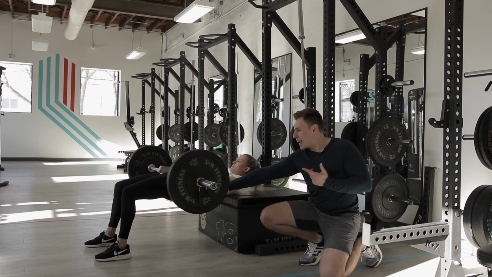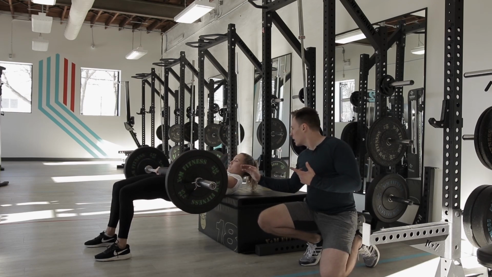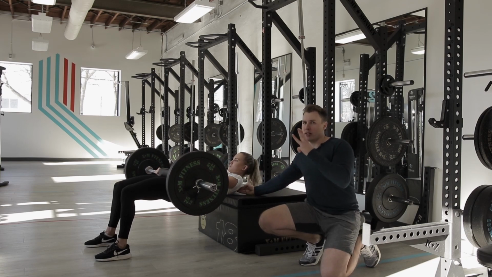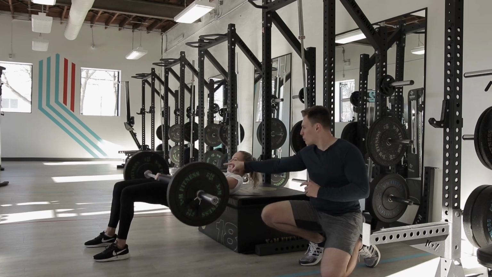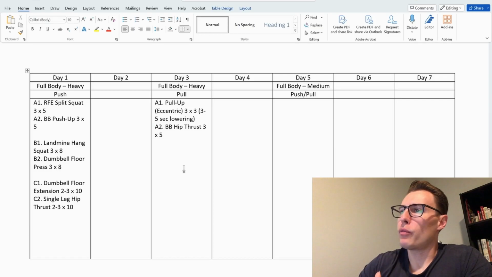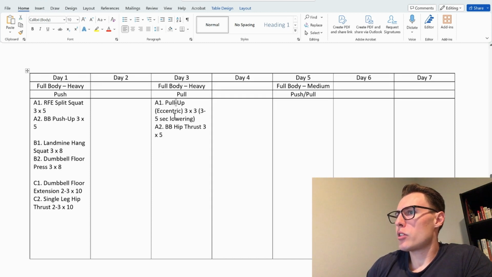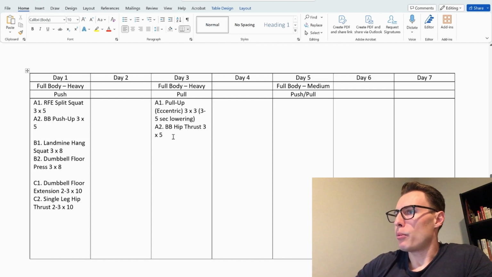We might do 3 heavy sets of 5, and technically you're pushing with your legs, but it's working the posterior chain. It's predominantly working your glutes. Obviously you're going to get a little bit of quad action as well, but if we're really dialing in right, it's going to really hammer those glutes. So we might do pull up eccentrics, 3 sets of 3. Each repetition will be about a 3 to 5 second lowering, and we'll pair that with a barbell hip thrust.